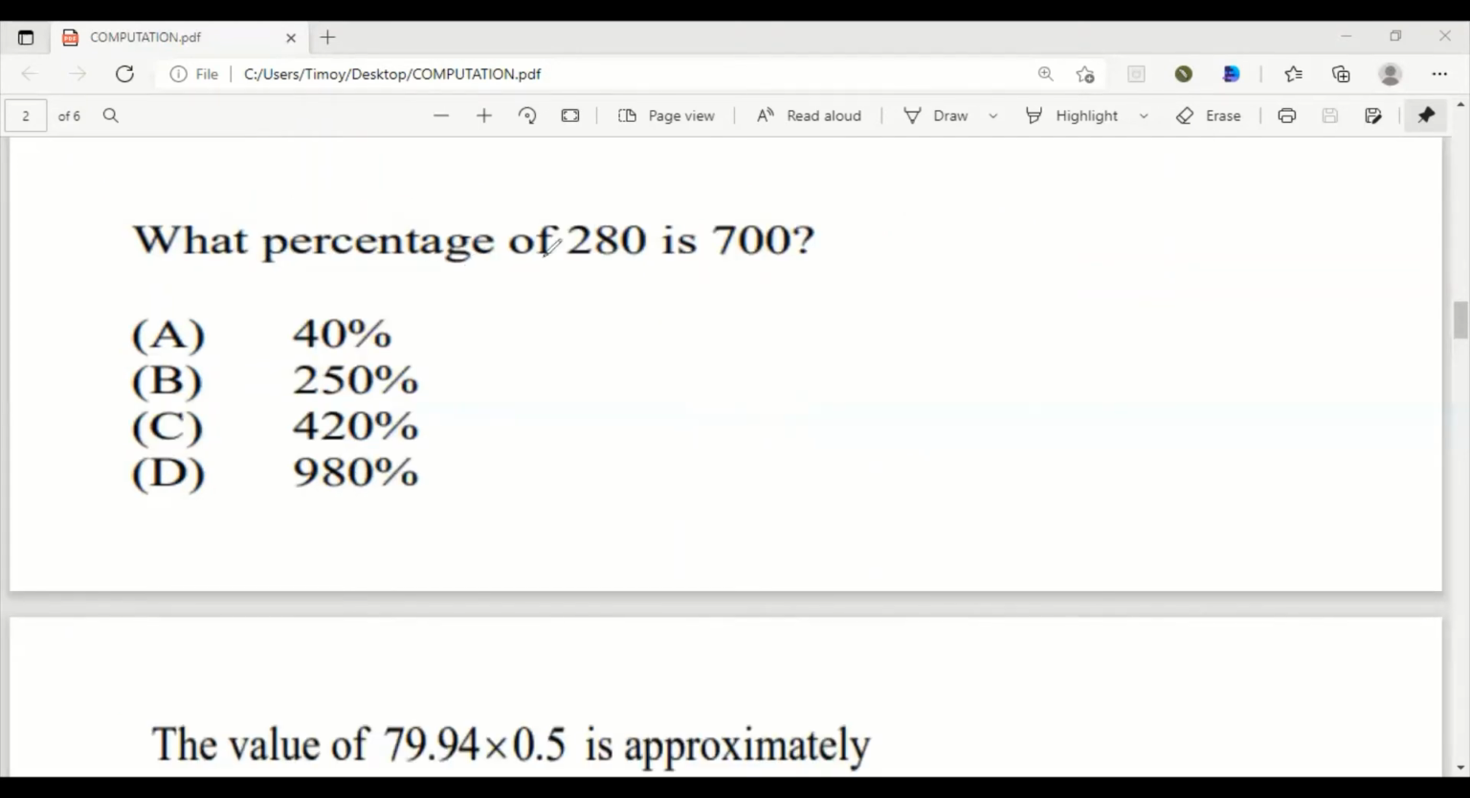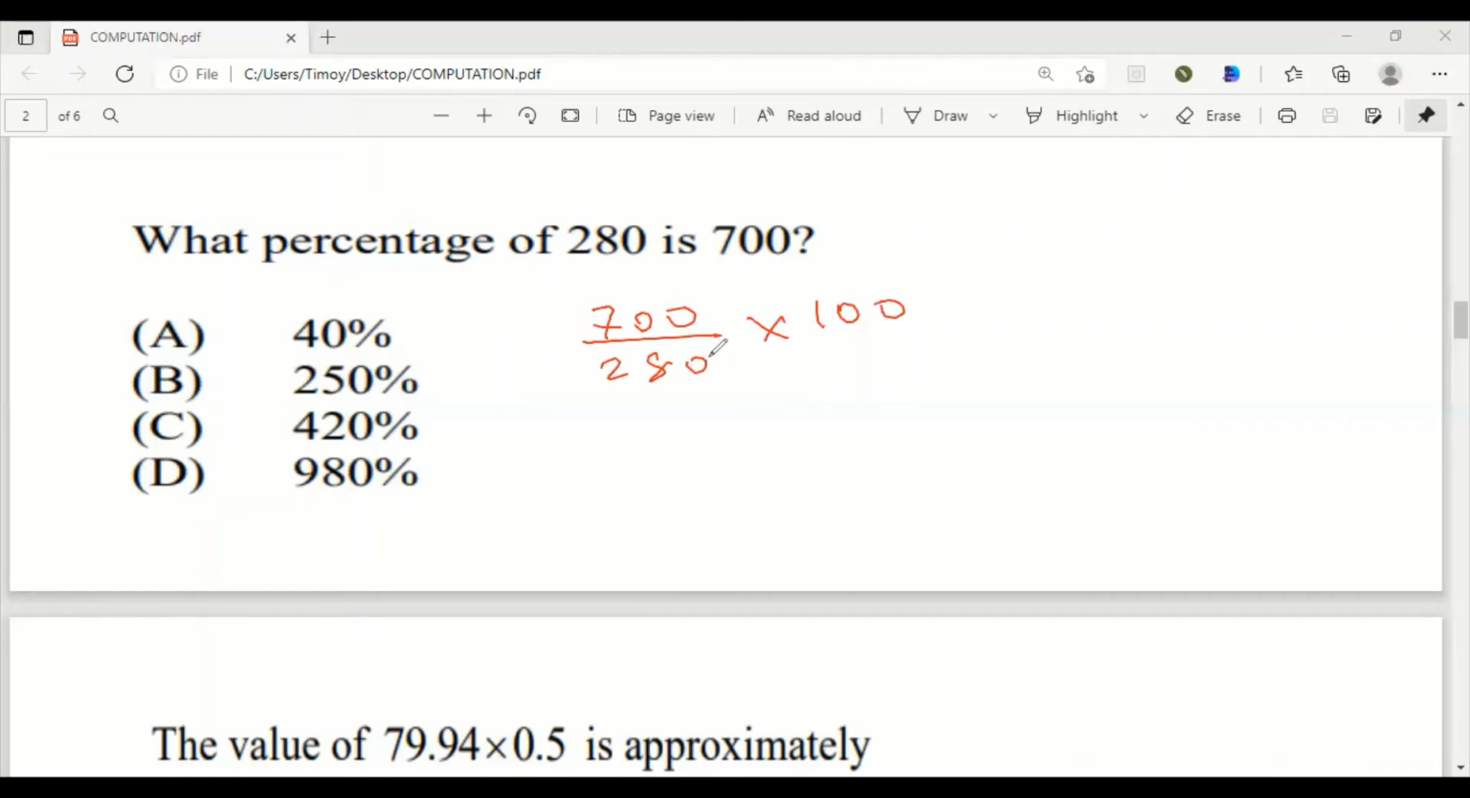What percentage of 280 is 700? The easiest way to do this question is to write 700 as a percentage of 280. So 700 as a percentage of 280 would be 700 over 280 times 100. Now, what can we do? All we need to do is to simplify, and we are finished.